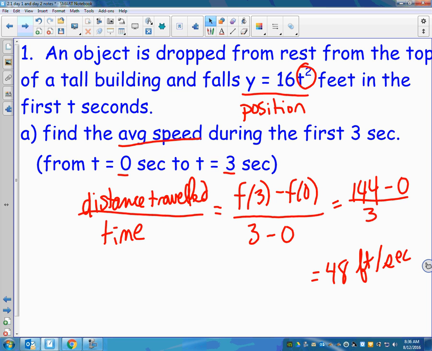You've done average speed before. It's not really a new concept. Maybe it seems like it's a new concept, but it's not.